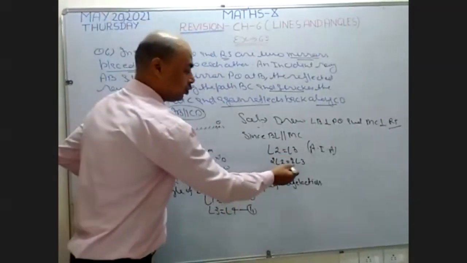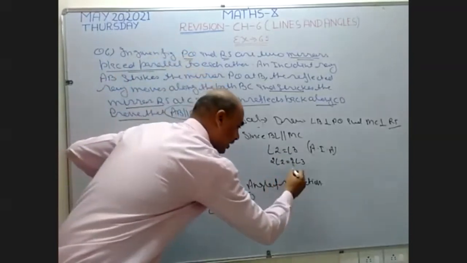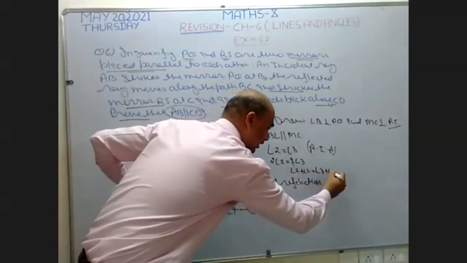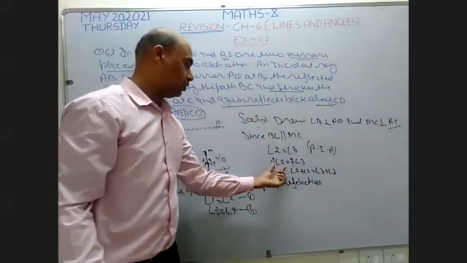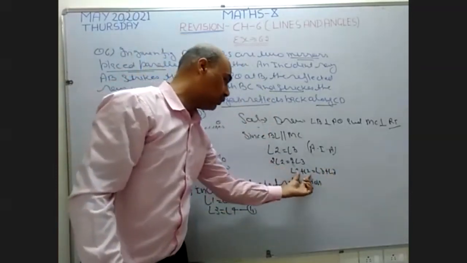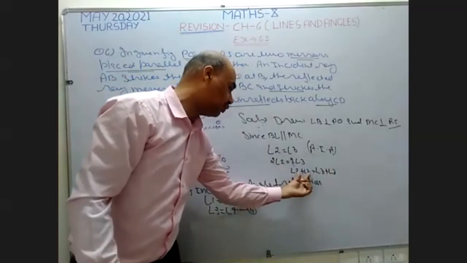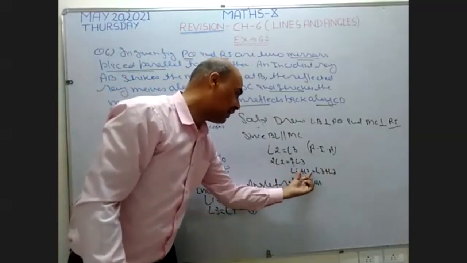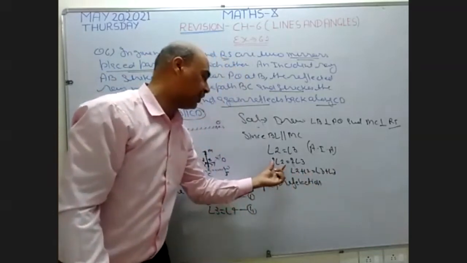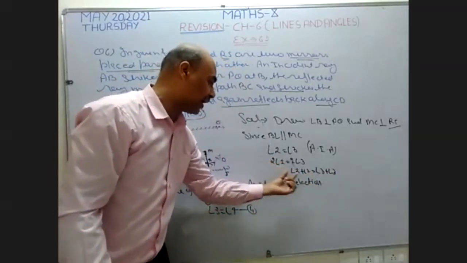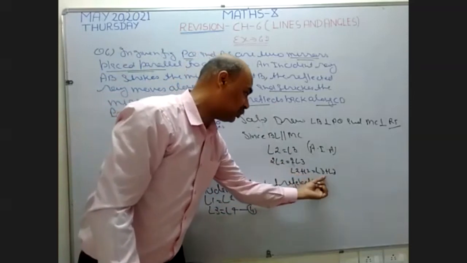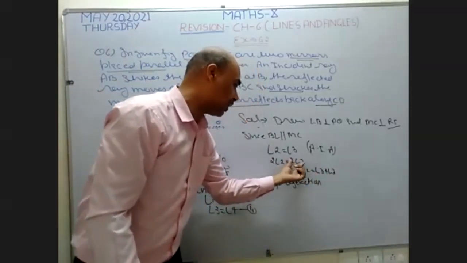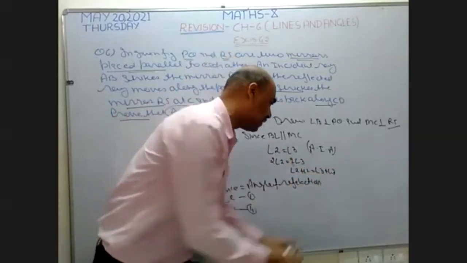After multiplying by 2, can I write this as angle 2 plus angle 2 and this as angle 3 plus angle 3? Two times angle 2 can be written as angle 2 plus angle 2. As you know, angle 2 plus angle 2 can be written as 2 times angle 2. In the same way, 2 times angle 3 can be written as angle 3 plus angle 3.